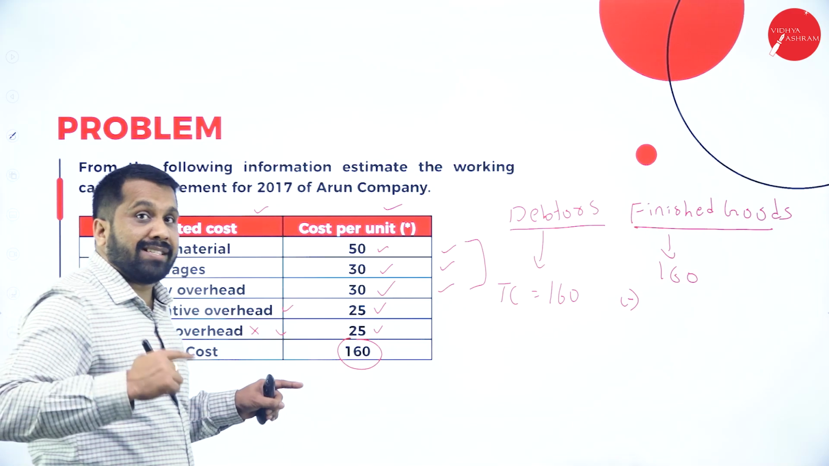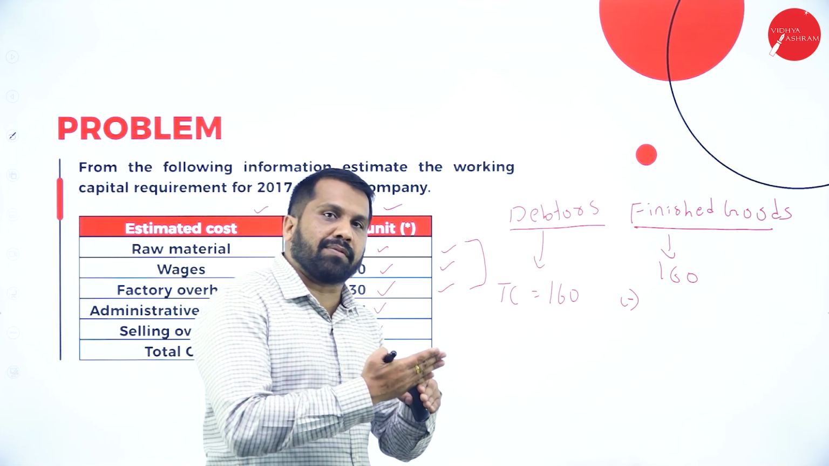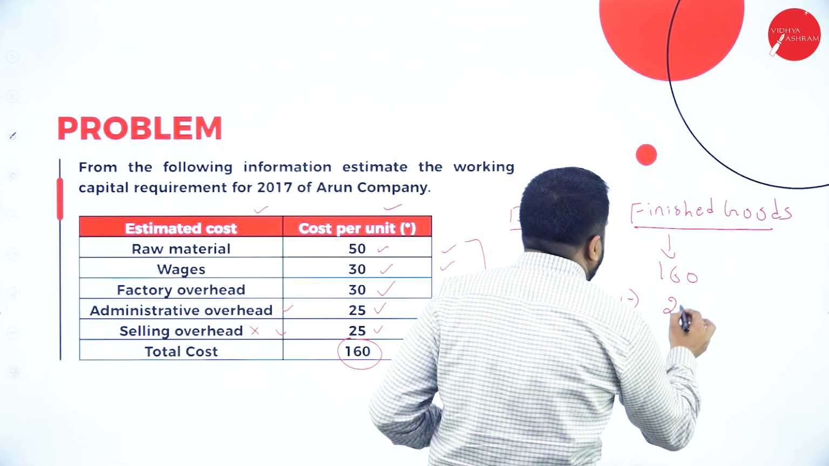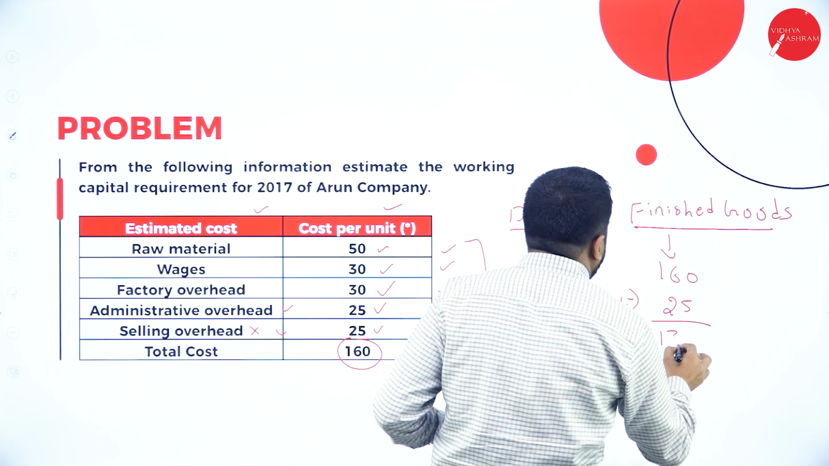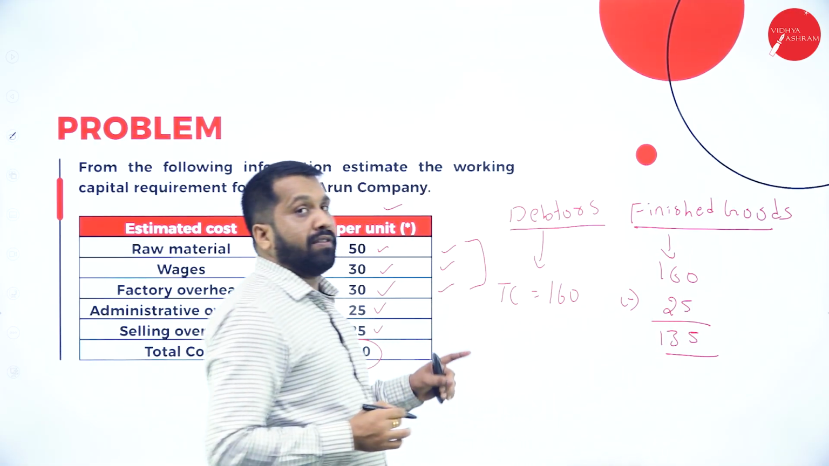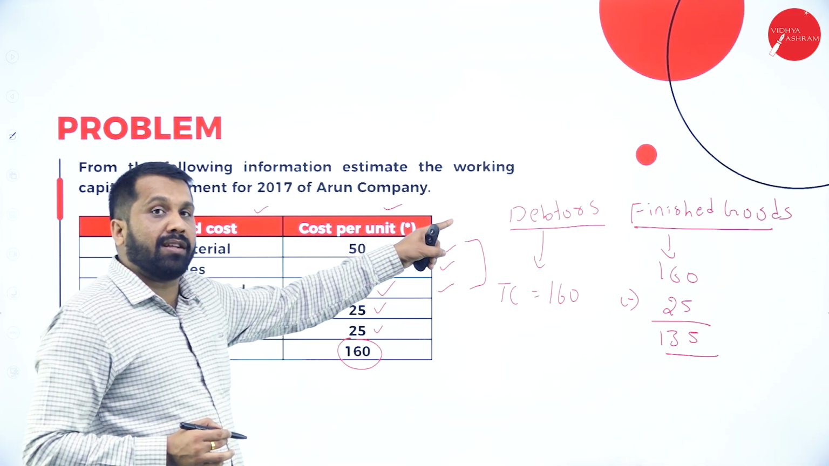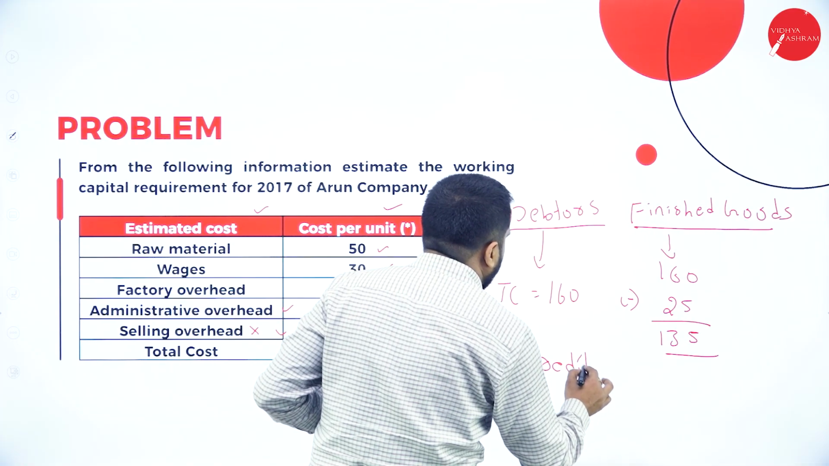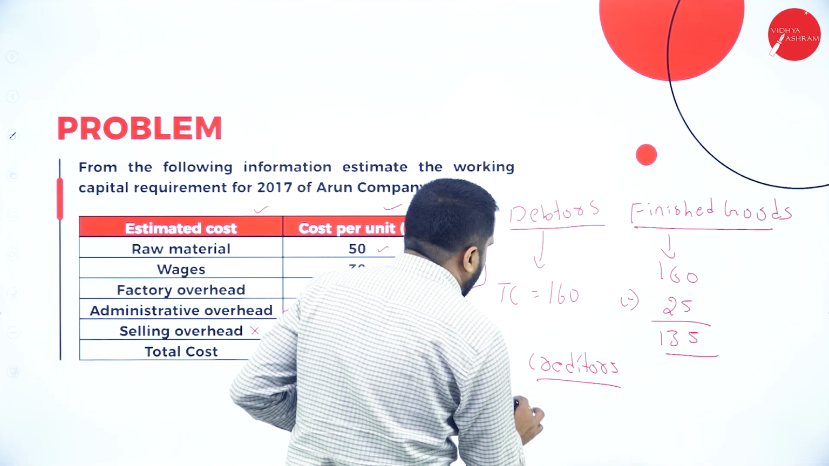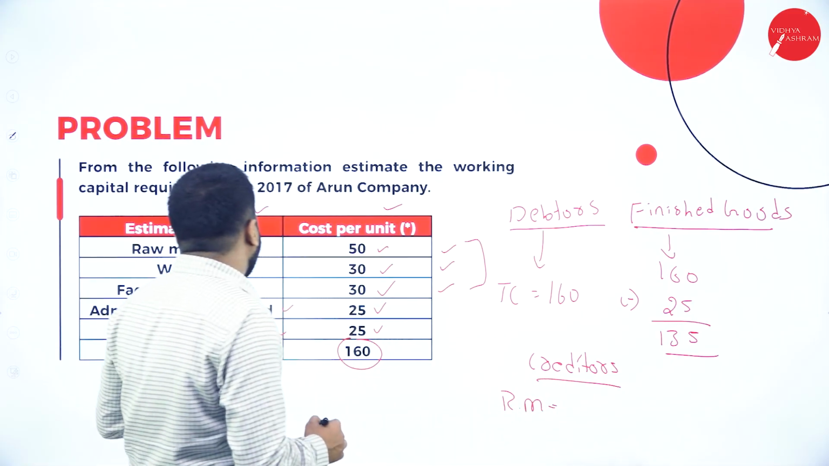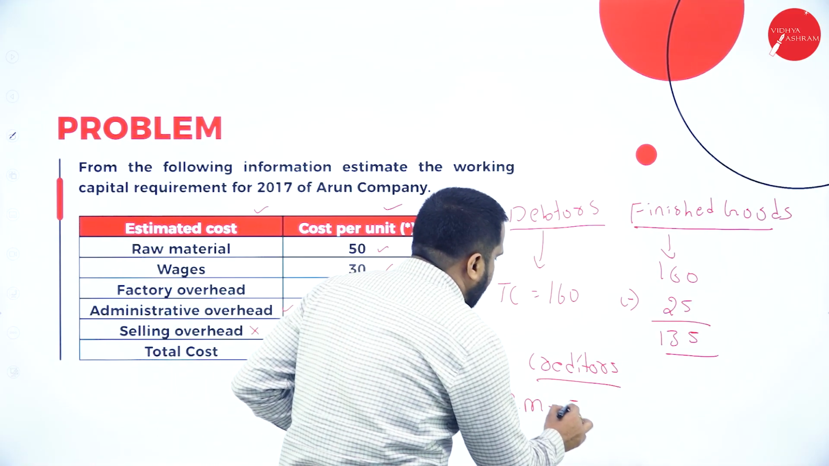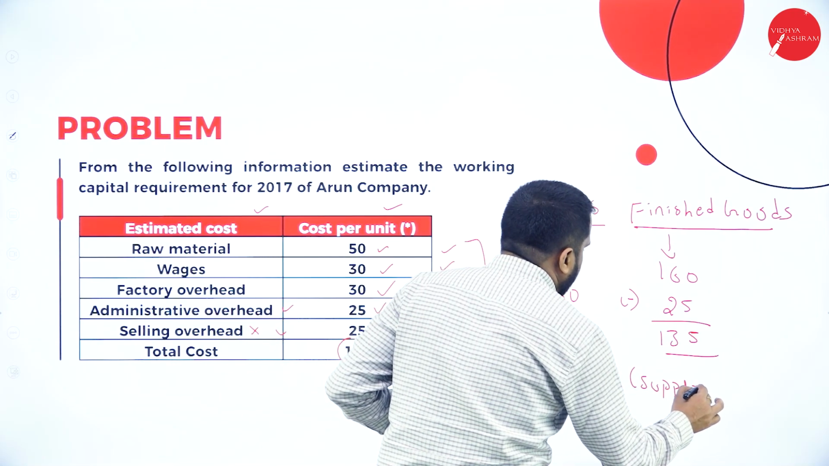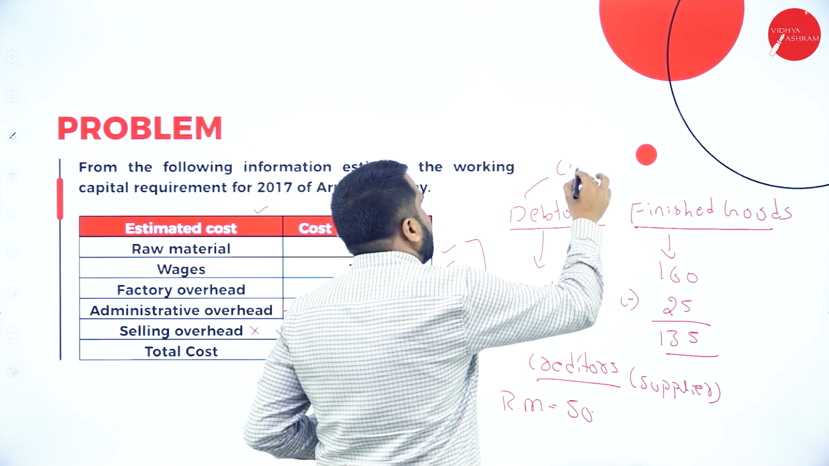For finished goods, selling expenses comes when? Once you are done with your finished goods, then we'll go with the selling expenses. That will be 25. So it will be 135. What is the value of finished goods? 135. What is the value of debtors? 160. What is the value of creditors? Creditors always goes with raw material. What is the raw material? 50. Creditors means supplier. Debtors means customer.